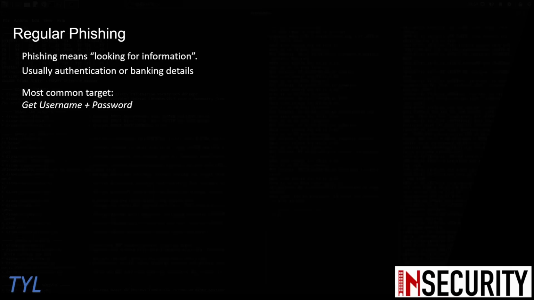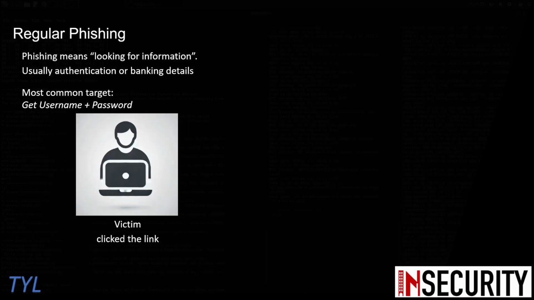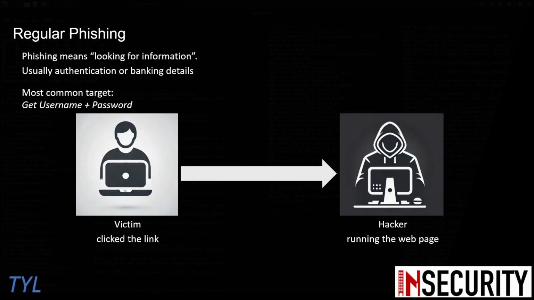The thing I want to talk about is how this works. So you have the victim who received the email, or a message via WhatsApp or LinkedIn or something else. Then they click on a link and the link brings them to a server owned by the hacker. So the adversary is running the web page. It's not the real web page that you see. It's a copy of the web page.